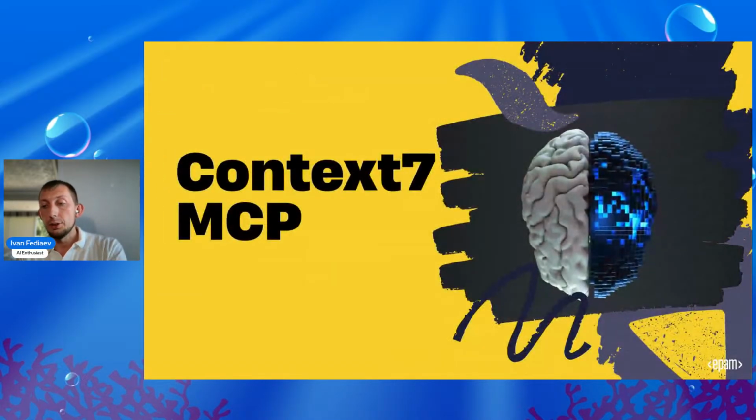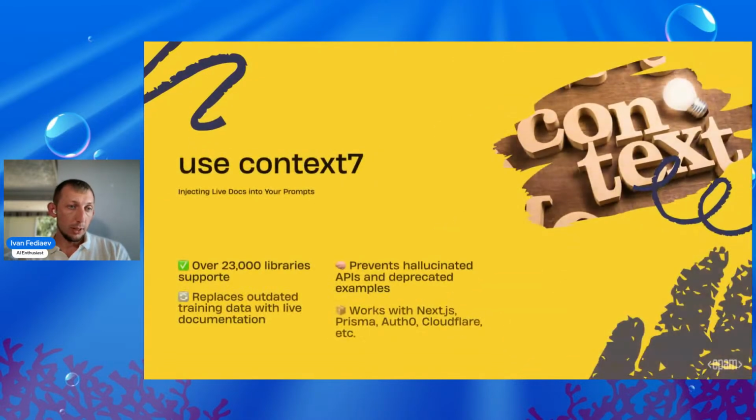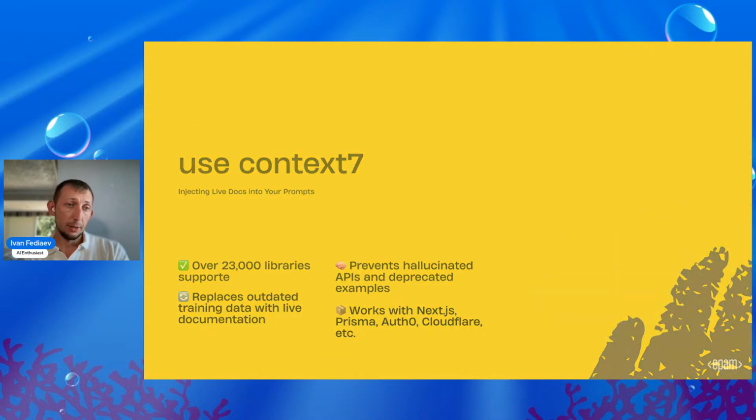Okay, so now let's jump further and talk about Context 7 MCP. And I think I need to speed up a bit. Context 7 has support for over 23,000 libraries, like Next.js, Prisma, Auth0, etc. It helps us replace outdated training data with live documentation, and prevents hallucinated APIs and deprecated examples like we saw in the previous example.